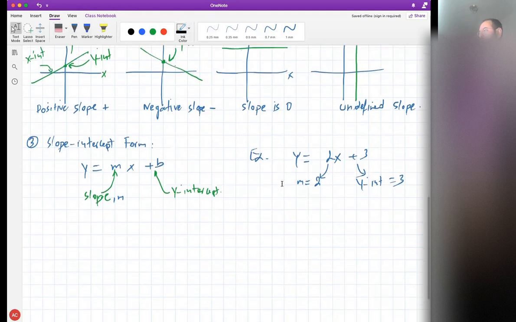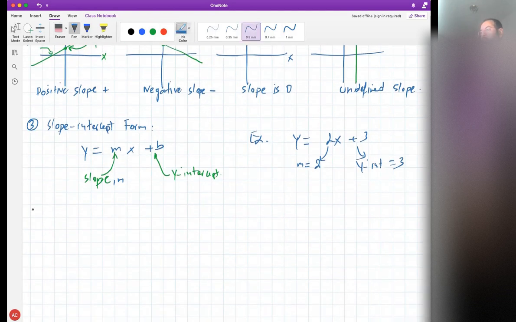Let me give you another example. If you take x, for example, and you say y is maybe 3 over 4 x minus 5. Again, this is slope-intercept form because the y is by itself. Whenever you see the y by itself, that formula is special and useful.